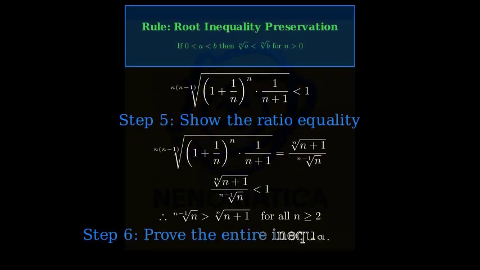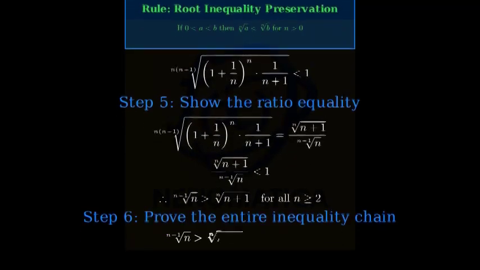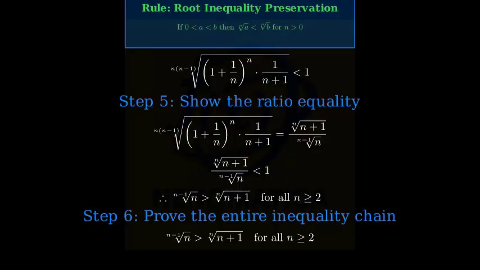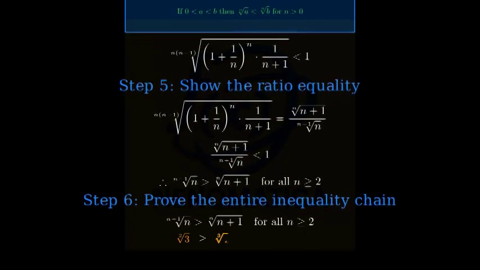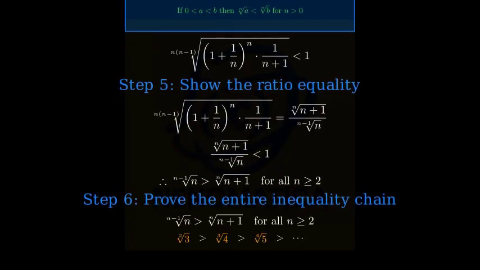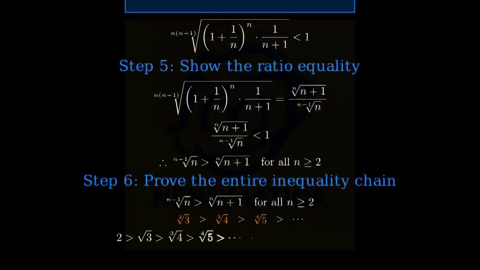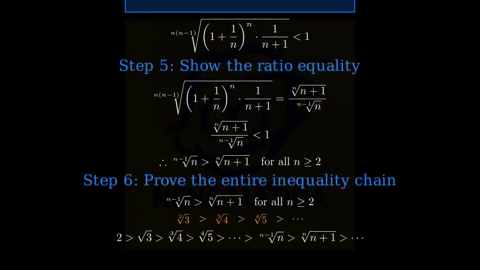Step 6. Finally, we need to show that the entire inequality chain holds. We've established that for any n greater than or equal to 2, the n minus 1th root of n is greater than the nth root of n plus 1. By applying this result repeatedly starting from n equals 2, we can see that the square root of 3 is greater than the cube root of 4, which is greater than the fourth root of 5, and so on. Since we also know that 2 is greater than the square root of 3, we've proven that the entire inequality chain is strictly decreasing.